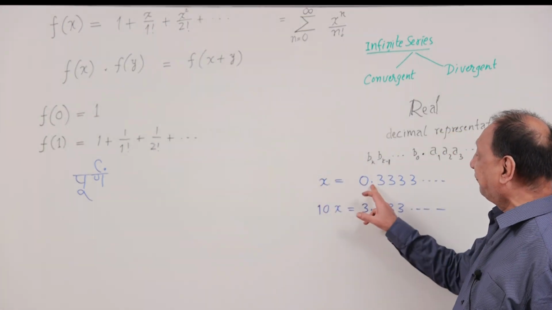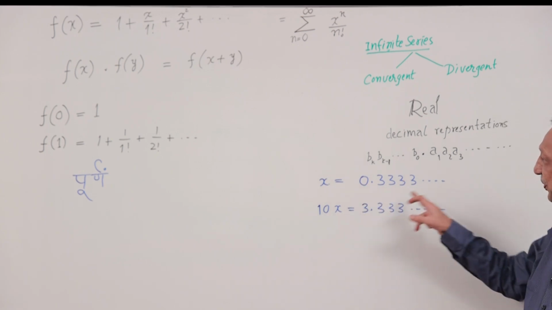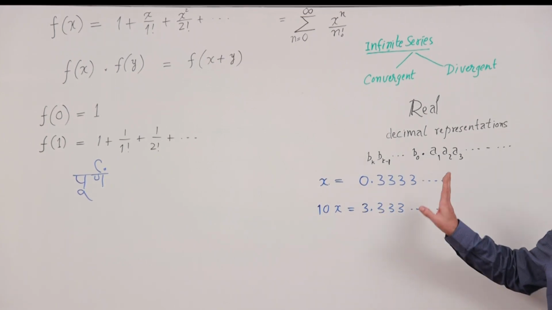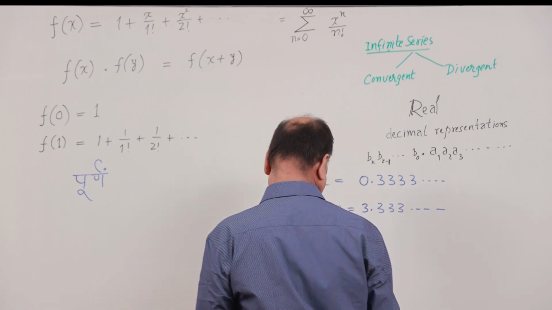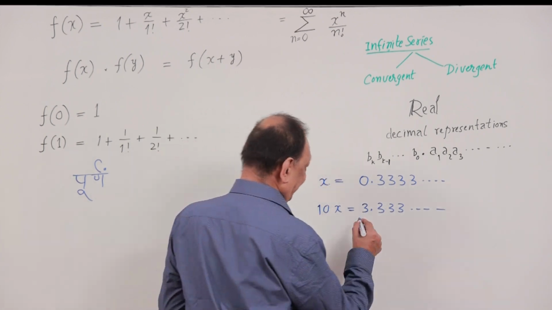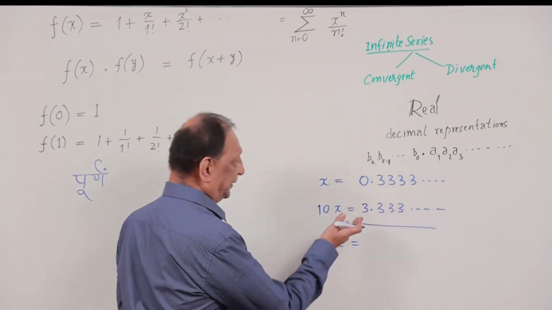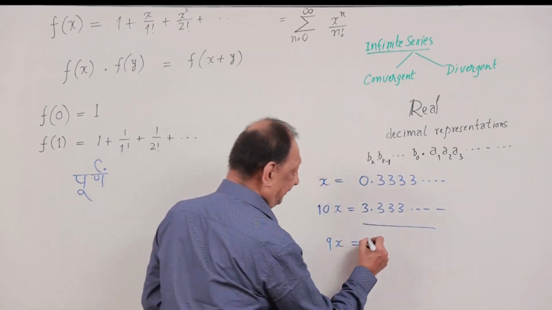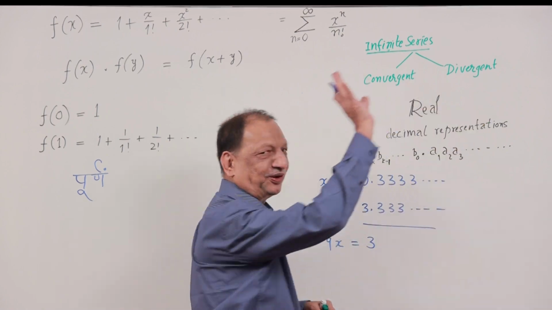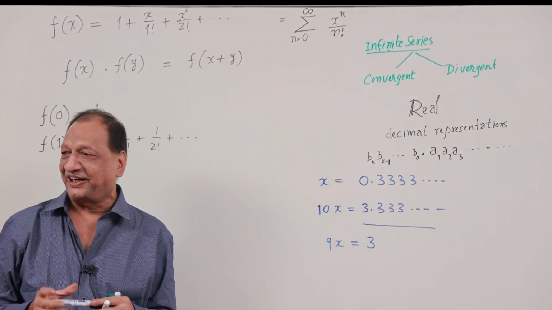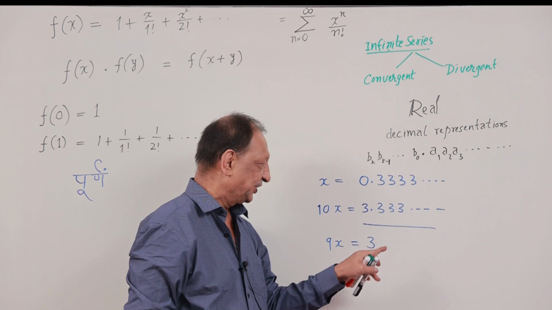So we can assume, safely assume, that the number of 3's beyond this dot is the same in both of these cases. Now you do a subtraction. Simple. Just subtract. So what is 9x equal to? Subtract the first one from the second one. We get a 3 here, and all the rest will go to 0 because the infinite number of 3's will get cancelled with the infinite number of 3's. So I will be left with 3.